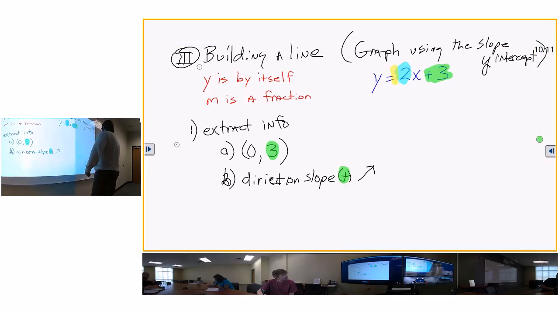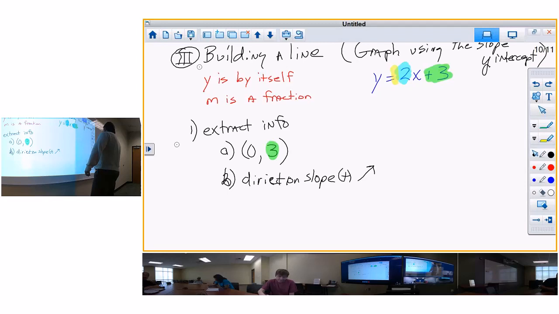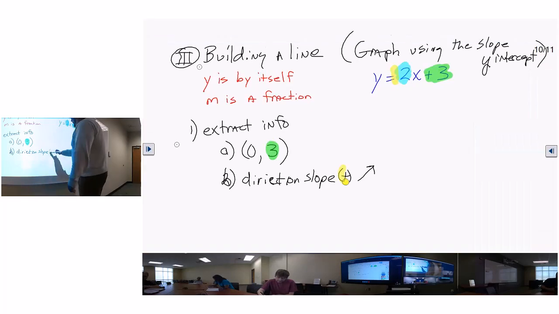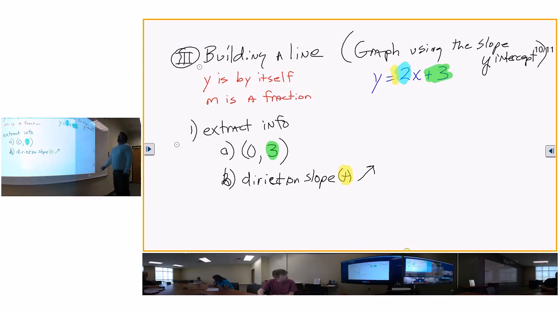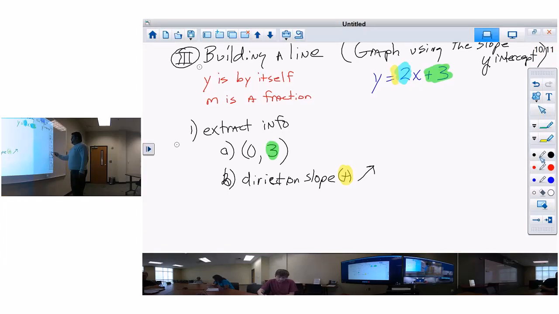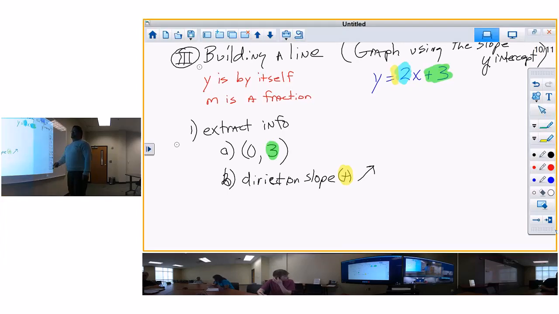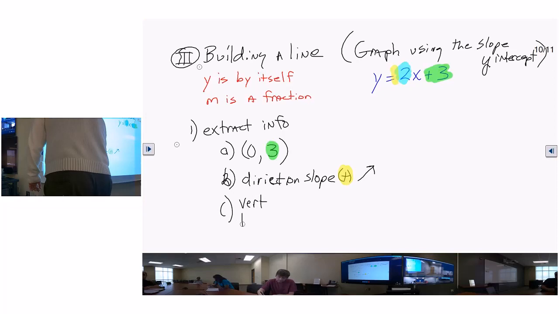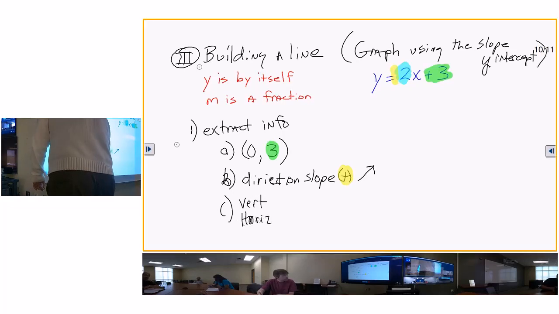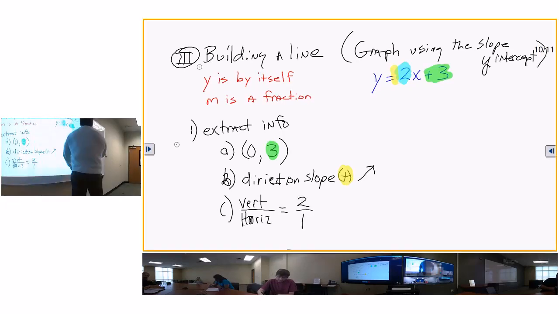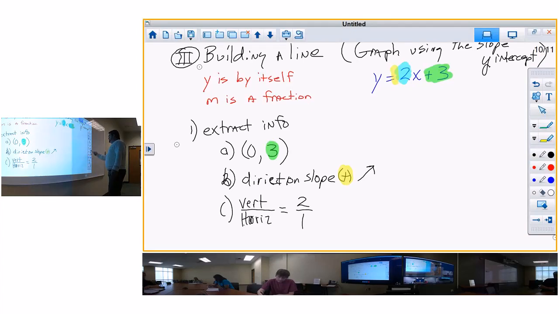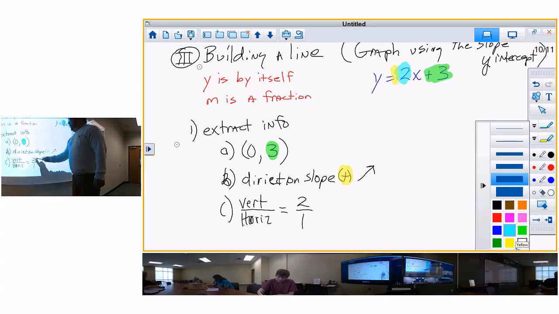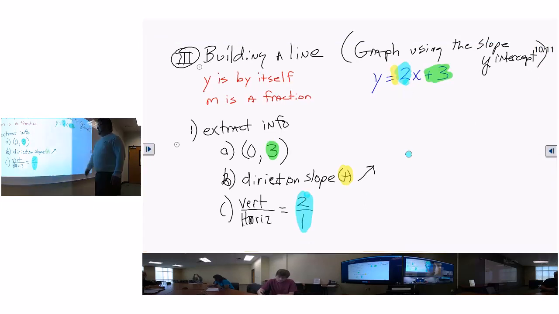Why does the yellow tell me it's left to right up? Because if there's nothing in front of a number, it's assumed to be positive. And there's nothing in front of that 2 that's a sign, so it's assumed to be positive. If it was negative, it'd be left to right down. C. What is your vertical over your horizontal? Your vertical over your horizontal, if it's a whole number, is 2 over 1. Now, what if you had a fraction right there? Well, then you would write the fraction. But in this case, the 2 over 1 comes from this whole number right there.